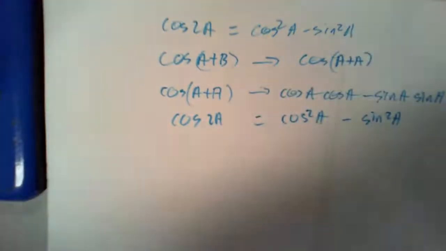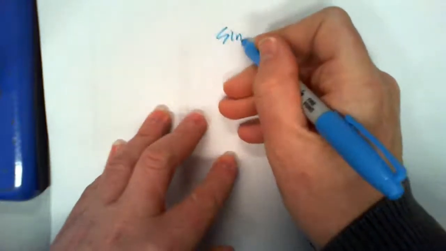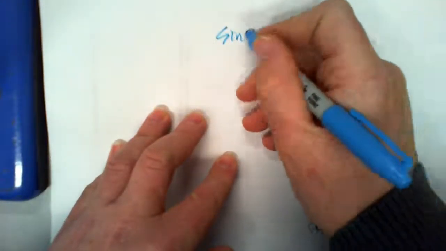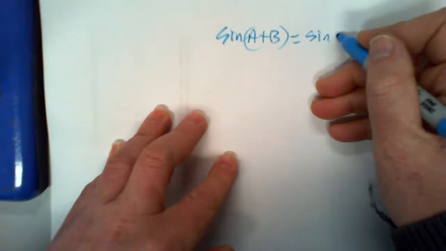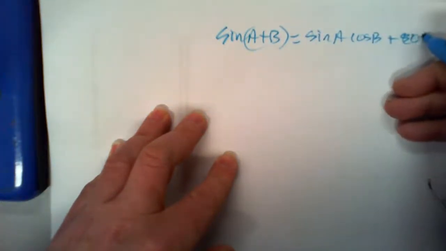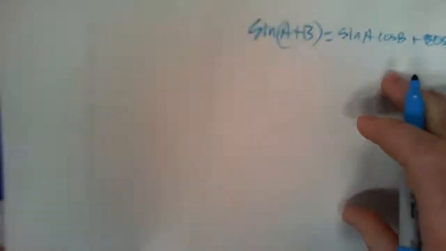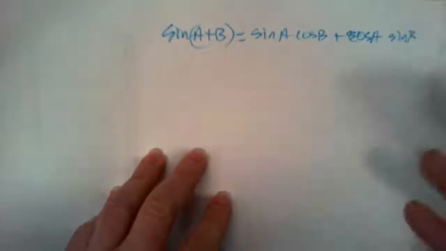So the other identities that you need to know, you have to show that the sine of A plus B. So we do that one. So we've proved that the sine of A plus B is equal to the sine of A by the cos of B plus the cos of A by the sine of B. So this is one we have to prove as well. So how do we prove this one?